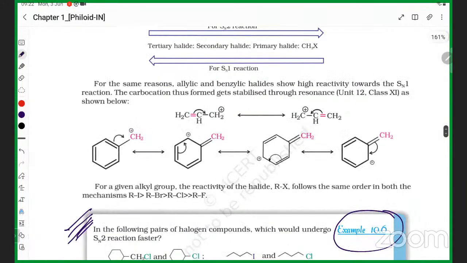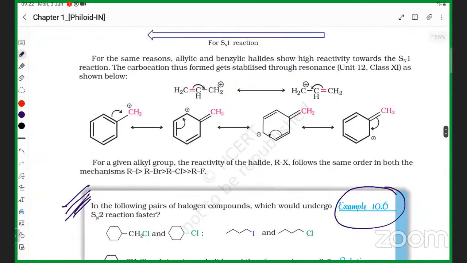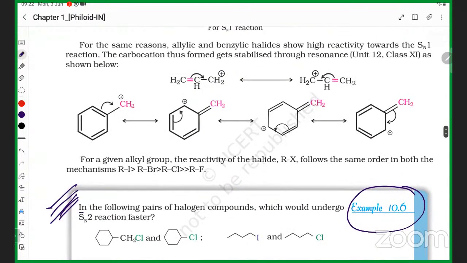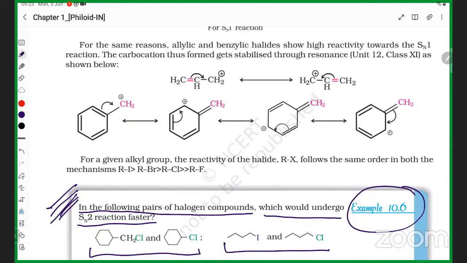Okay, what we have to do is these questions. In the following pairs of halogen compounds, there are two pairs here and this is also a pair. Which would undergo SN2 faster out of these two? The first one, you tell me: which one will undergo faster SN2, the first one or the second one? What is the order of SN2 reaction?